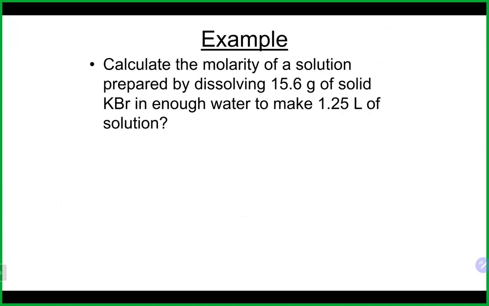So why don't we try one here? We want to know, what is the molarity of a solution that's prepared by dissolving 15.6 grams of KBr and enough water to make 1.25 liters? Some numbers from the periodic table that might be helpful: potassium 39.10 and bromine 79.90, I believe.